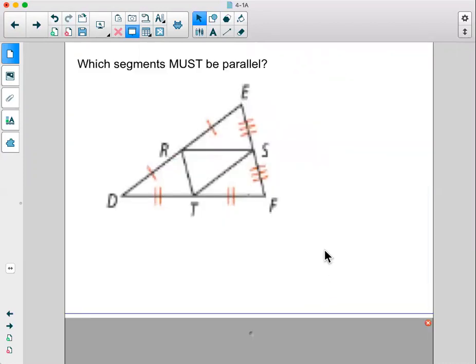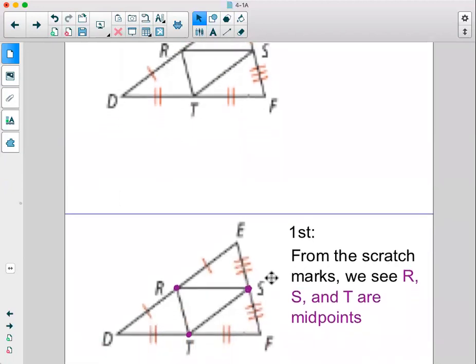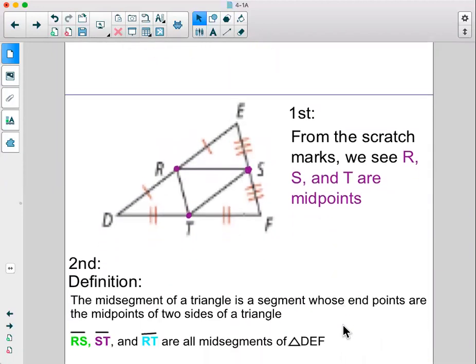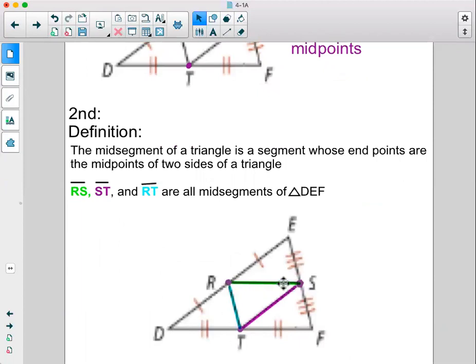So pause the video and see if you can use that theorem to answer this question. First thing we do is we know that from the scratch marks, these congruent scratch marks, we know that R, S, and T are all midpoints. Because of that, the definition of a midsegment kicks in. RS connects two midpoints. So RS is one of the midsegments of triangle DEF. We know ST connects two midpoints, so it's also a midsegment, and RT is also a midsegment of DEF because it also connects two midpoints. So we have three possible midsegments in triangle DEF.